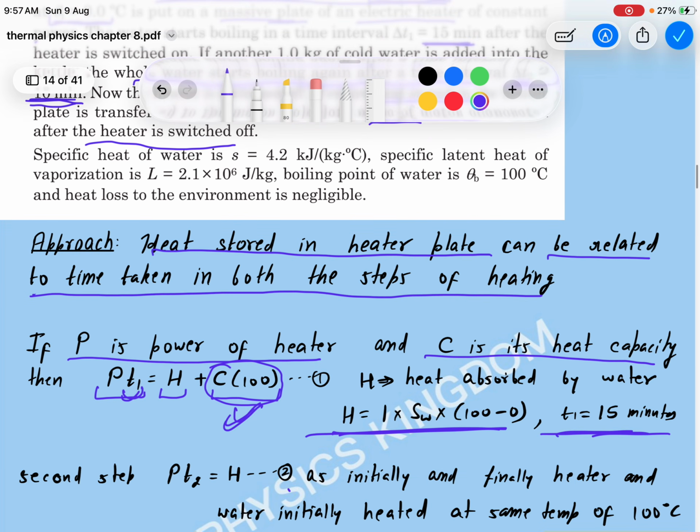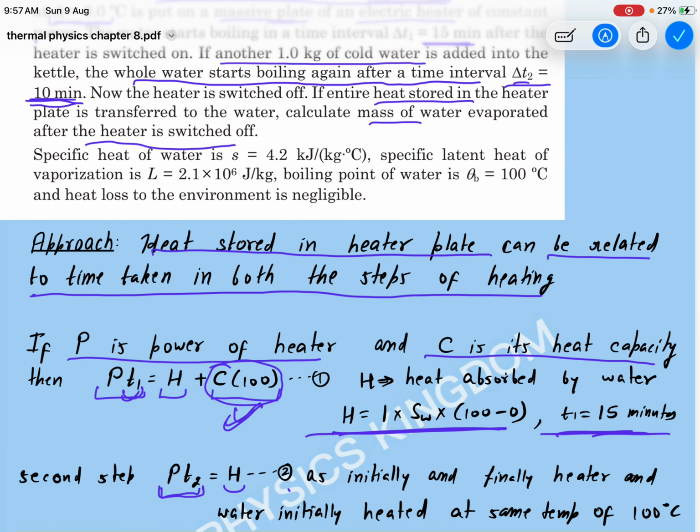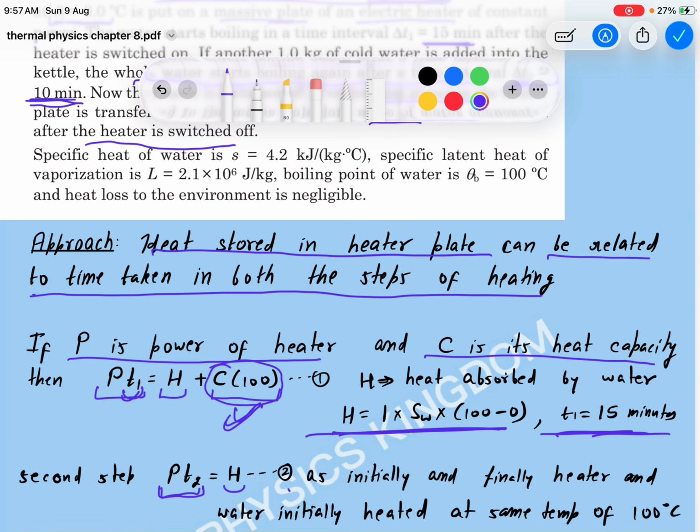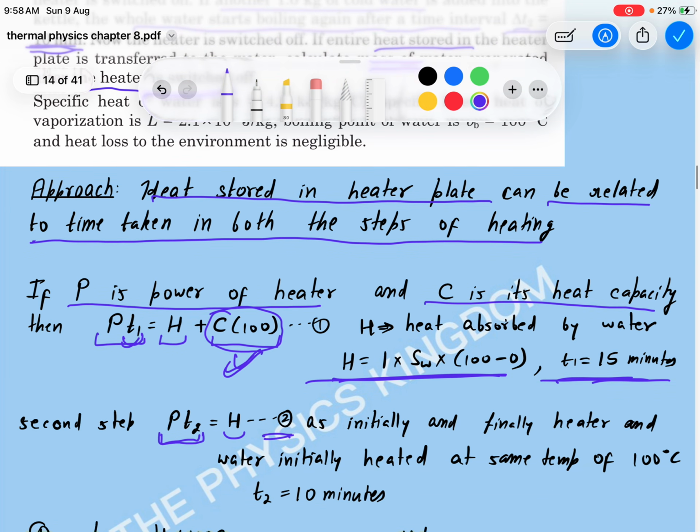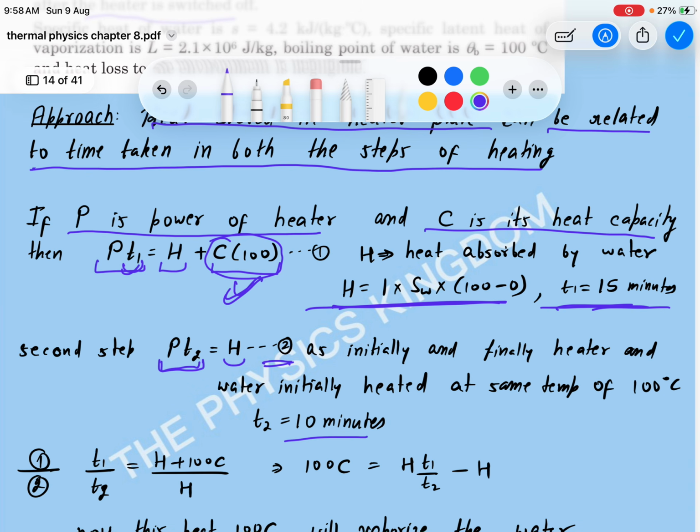Now in the second case, as I said already, the heater plate is at its maximum temperature. So whatever heat you are giving in the next step will be taken up by the water. The water you are adding has the same initial and final conditions as in the first step. So P into T2, whatever heat is supplied by the heater, goes directly to the water, and it is the same heat. So that is equation number 2. T2 is 10 minutes.